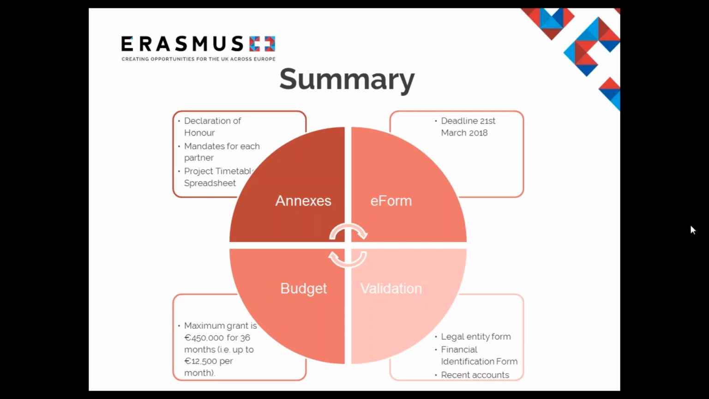A reminder to familiarize yourself with the budget rules and ensure that your budget request is compliant and proportionate to your project. Remember that not all projects will receive the maximum possible grant. And finally, a reminder of the annexes you will need to attach to the application: the Declaration of Honour, signed by the legal representative, mandates for each partner, and a timetable of activities.